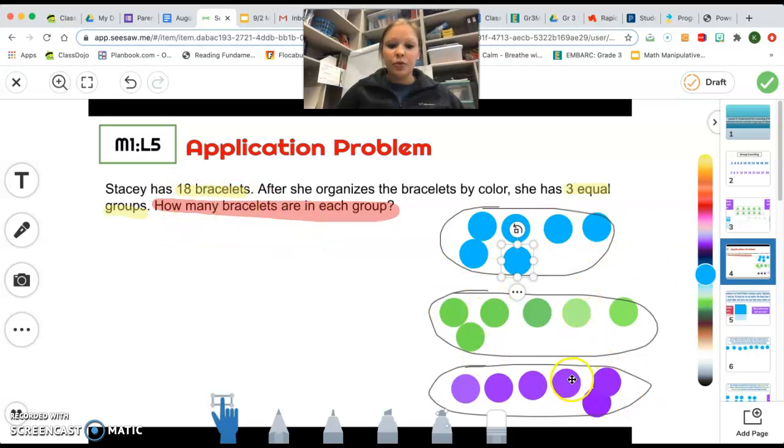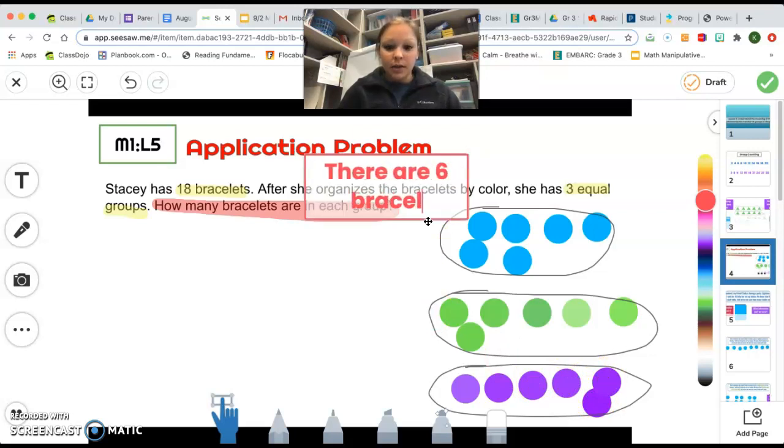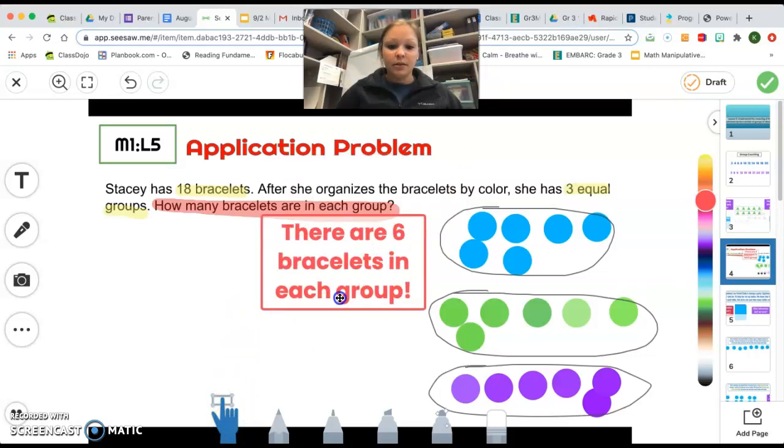I organized them in 3 equal groups, but the question asks us how many are in each group. So, the answer to our question is very simple. We can just count how many are in each group. 1, 2, 3, 4, 5, 6. There are 6 bracelets in each group. So I'm going to type that. There are 6 bracelets in each group. Thumbs up if you got that correct.